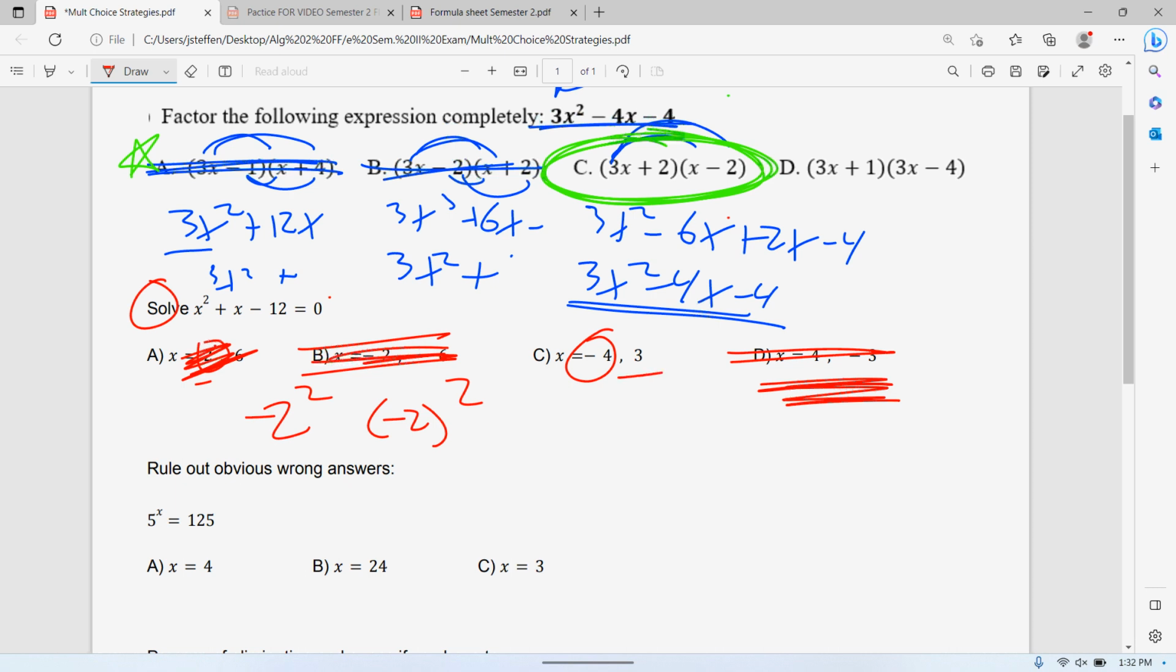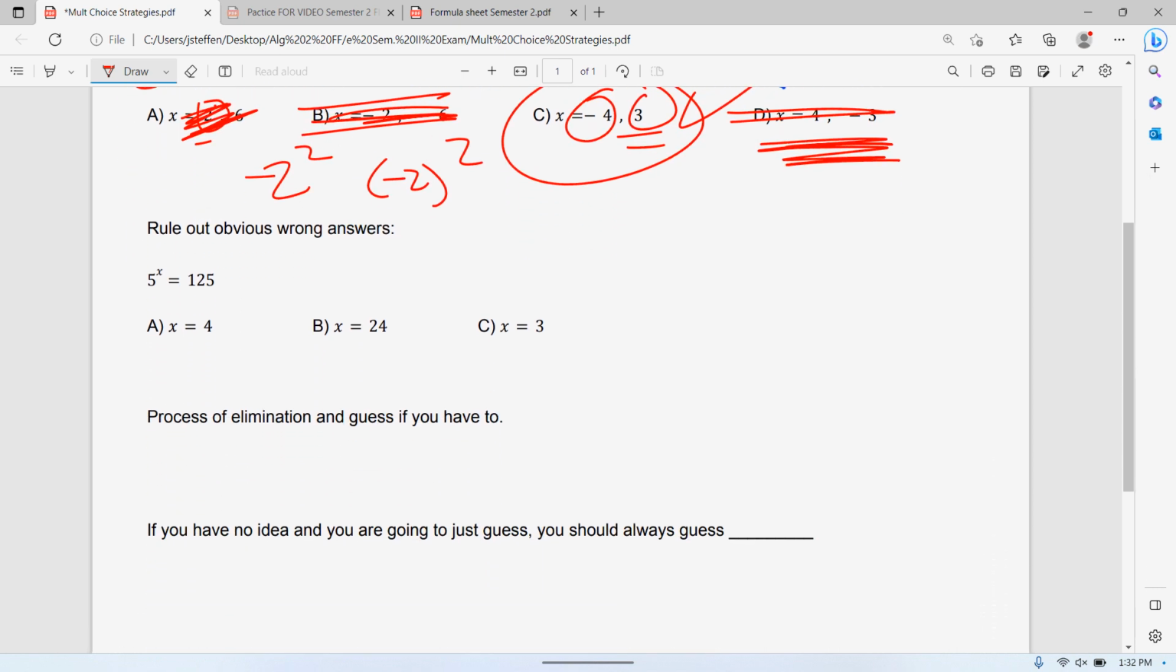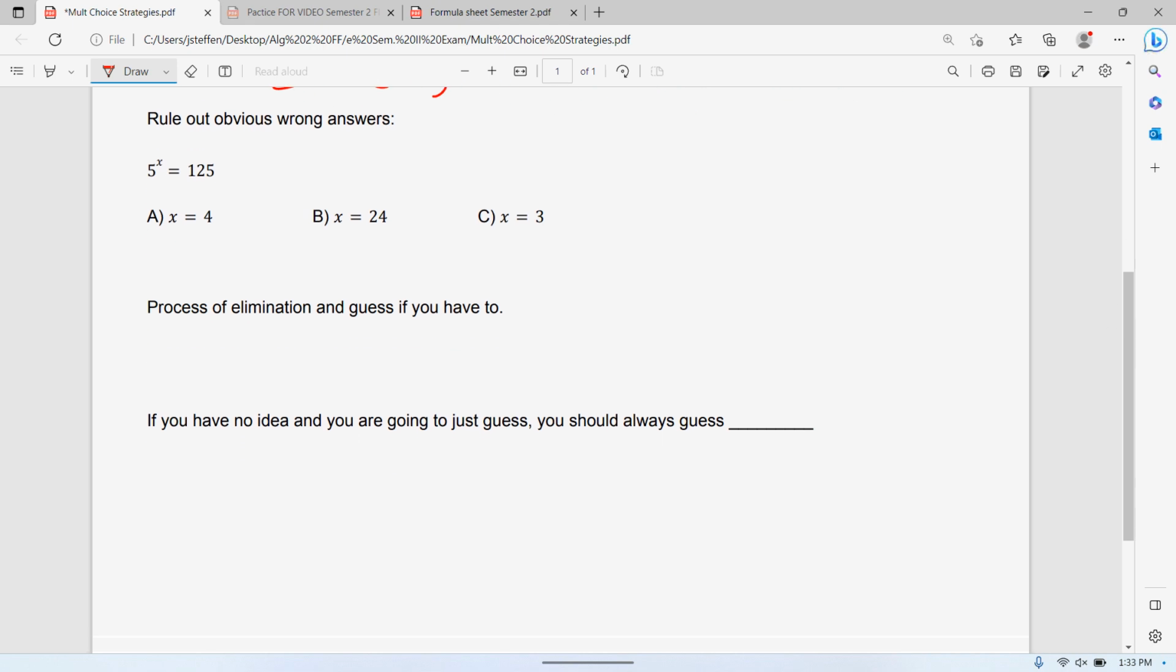But just in case, try 3. 3 squared plus 3 minus 12 does give you 0. Both of those give you 0, so that is your answer. So again, a lot of the questions on the final exam that say solve for x, you can work backwards like that. Now, if you're going to do that for every one of them, I don't know how much time you'll have to finish the final, but definitely.